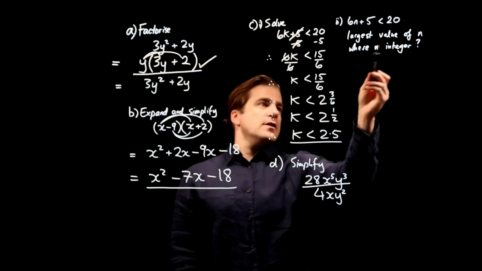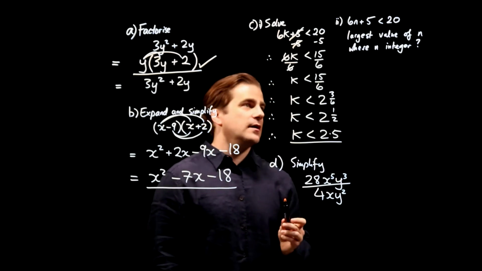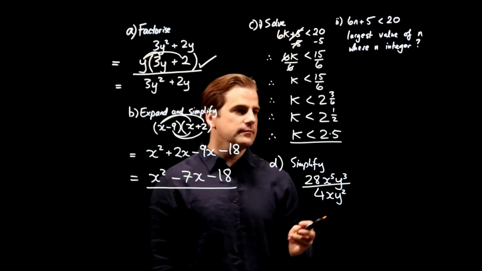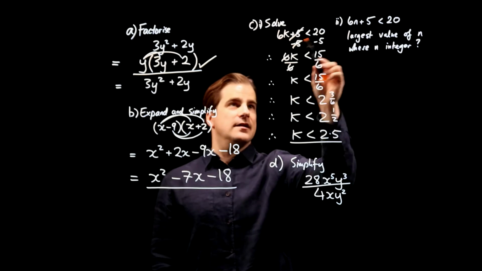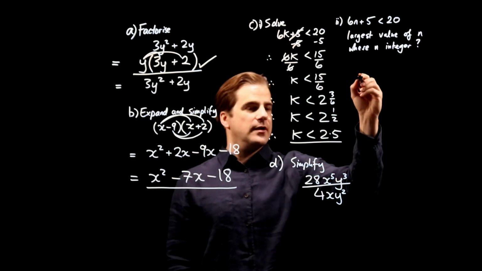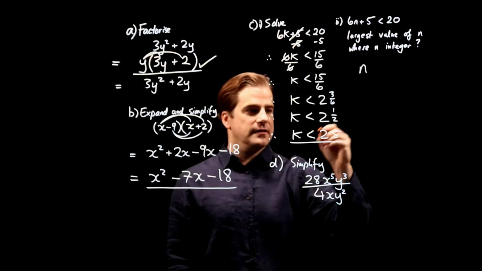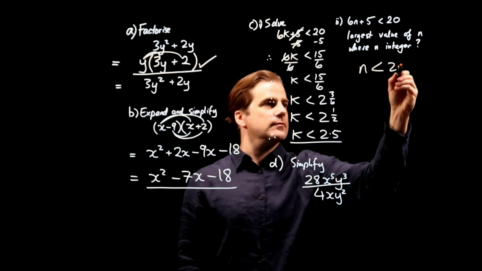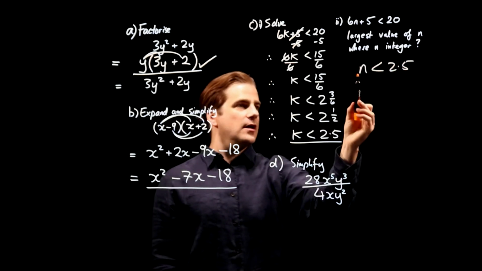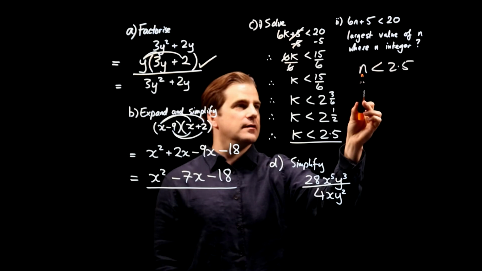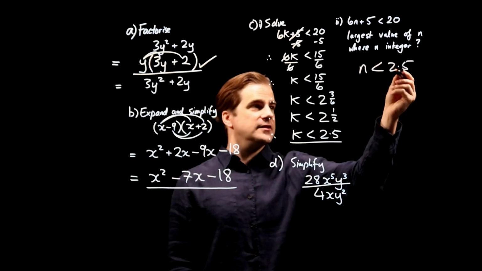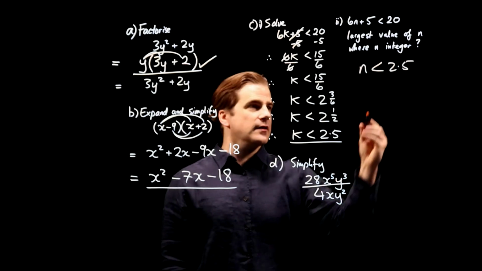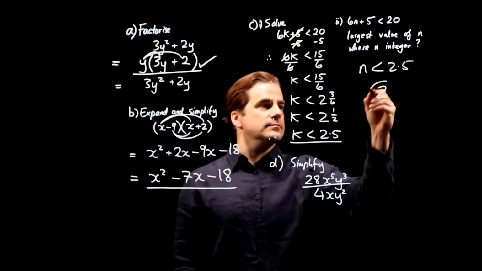So they want to know the largest value of n, where n is an integer. So we know that because it's just n instead of k, we can write down straight away that n is less than 2.5. So what's the largest value that n can take if n is an integer, if it's less than 2.5? Well, the next integer down from 2.5 is 2.